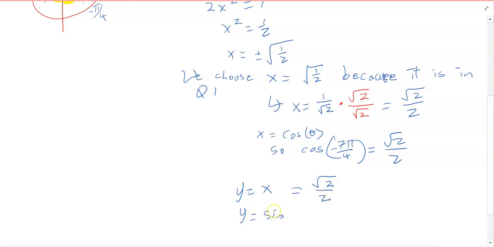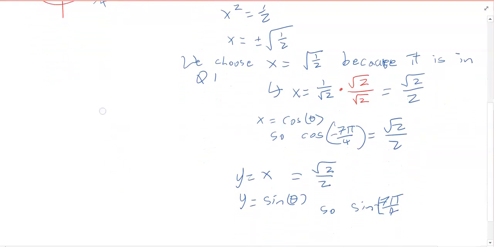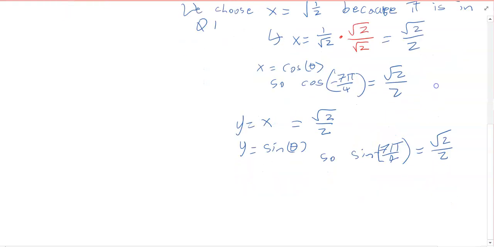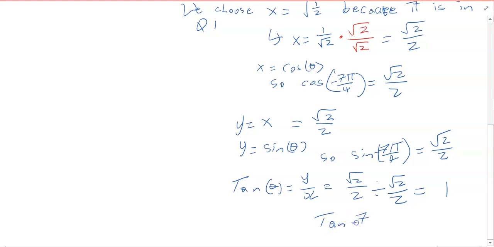So y will be equal to root 2 over 2, and we know that y is equal to sine of theta. So sine of negative 7 pi over 4 is equal to radical 2 over 2. Now we need to find the tangent. Tangent of theta is equal to y over x, or sine theta over cosine theta. It's going to be equal to radical 2 over 2 divided by radical 2 over 2. So the tangent of negative 7 pi over 4 equals 1.